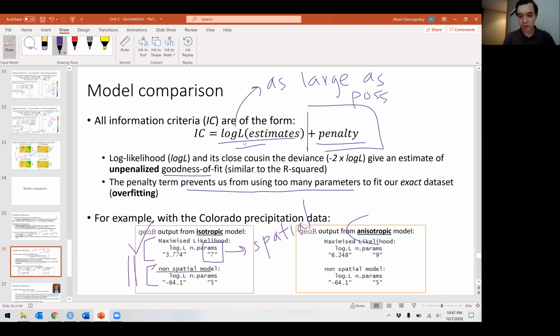The anisotropic model estimates 2 more parameters above the isotropic model, because now we estimate the anisotropic angle and the anisotropic ratio. But look, the log likelihood also increased. So if you were just looking at the log likelihood, which you shouldn't be, but if you were, you would prefer the one with the largest log likelihood, and you would prefer the anisotropic model.